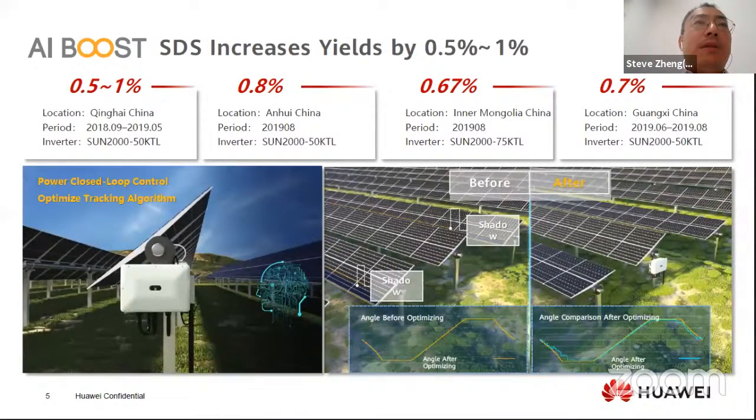And also this is deployed by AI. What we are calling smart DC systems. What is the meaning of smart DC? The tracker is connected to the smart inverter, and the tracker angle is optimally controlled based on an AI algorithm. This is closed loop control.